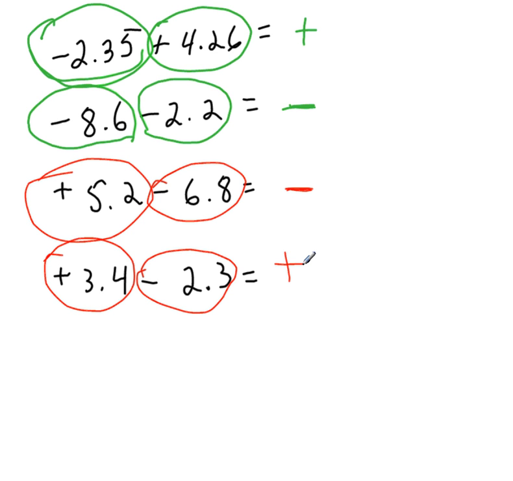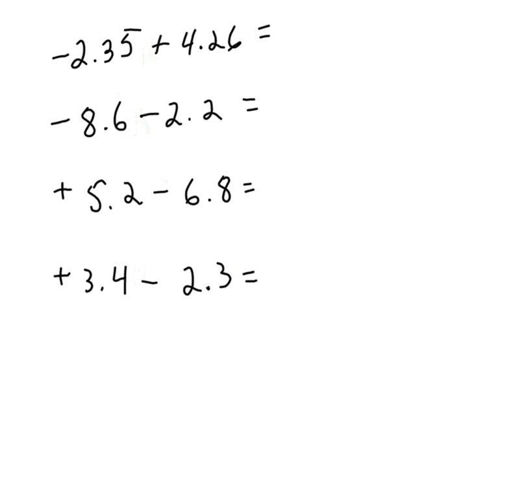All right, so let's go back to the original question, question number 1. We have negative 2.35 plus 4.26, so I know I'm going to have a positive result. And now I have to figure out how much positive it's going to be. I'm below 0, 2.35. So the first 2.35 of 4.26 will get me to 0, and the rest will be above 0.